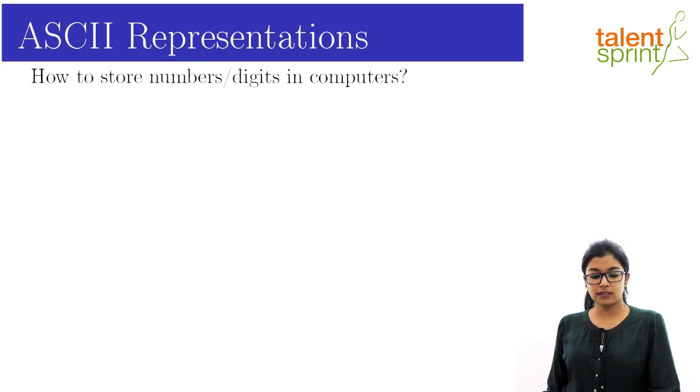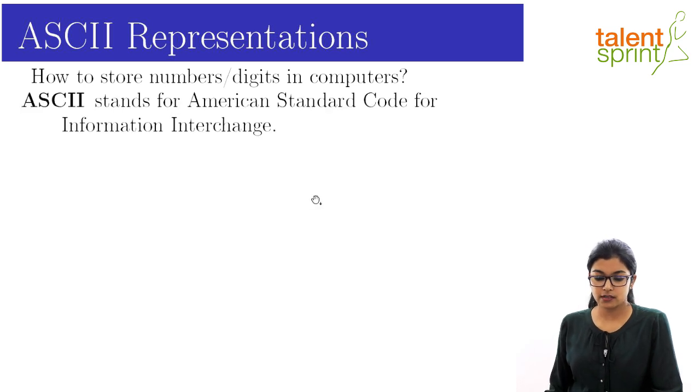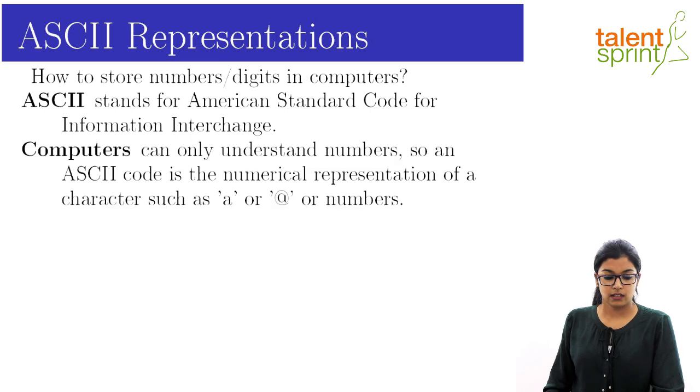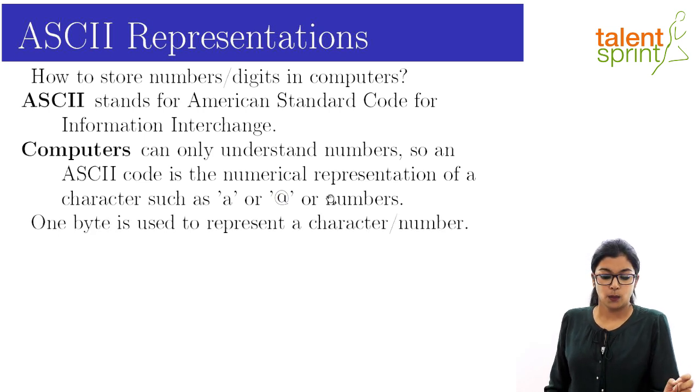How do we store numbers and digits in a computer? To answer this problem, ASCII representation was introduced. ASCII stands for American Standard Code for Information Interchange. Computers can only understand numbers. So an ASCII code is the numerical representation of a character. So suppose you are storing A. The numerical representation of that character has to be found out to store it in computers. 1 byte is used to represent a character or number.